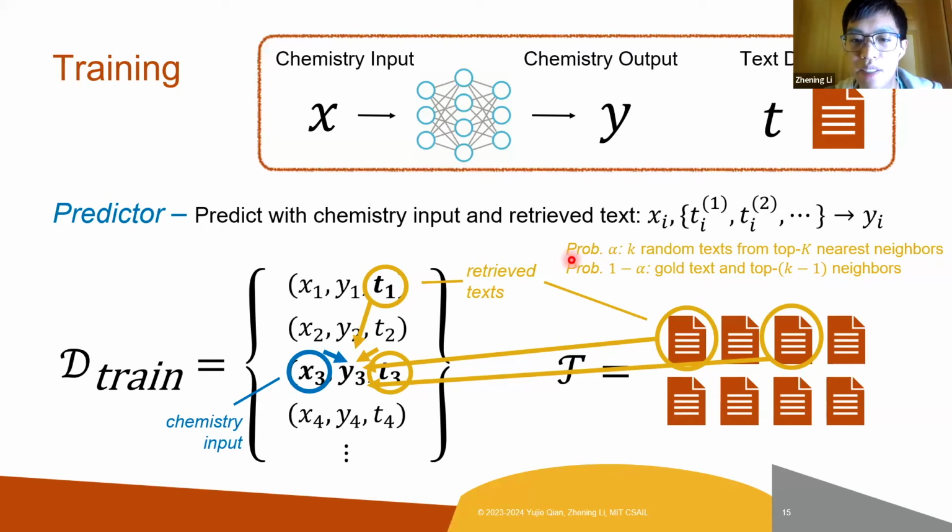So we simulate this during the training stage through a random sampling strategy, where with probability alpha, we take the top big K nearest neighbors, where big K is a larger number, such as 10, and we randomly sample a smaller number among them, where little k is 3. So we take the top 10 nearest neighbors and randomly sample 3 of them. And this simulates the situation in deployment where we do not necessarily have very good text that can be retrieved and only have somewhat similar text that describe the reaction.